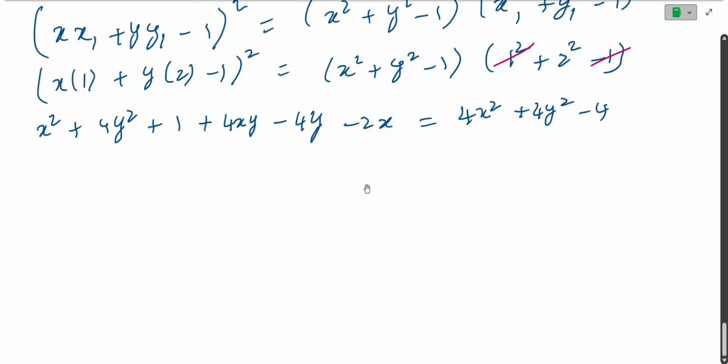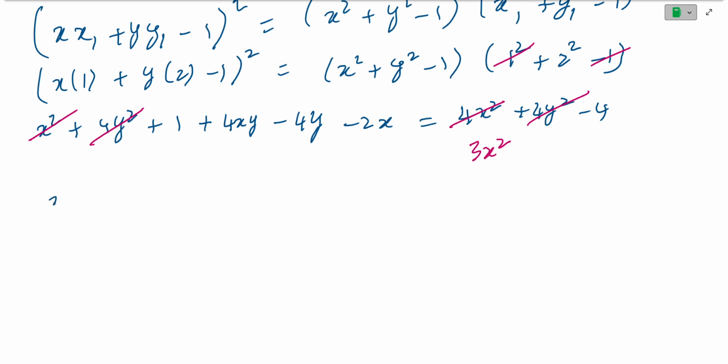Now x square gets cancelled. 1 x square will be left on the right hand side, and 4y square gets cancelled. By rearranging the terms, I will get 3x square. You just transpose all the terms to the right hand side. So I am left with 3x square on the right hand side, and 4xy comes to the right hand side, it will become minus 4xy.